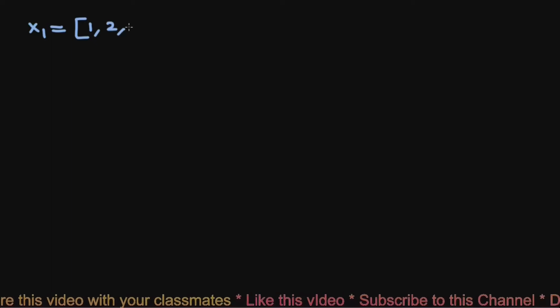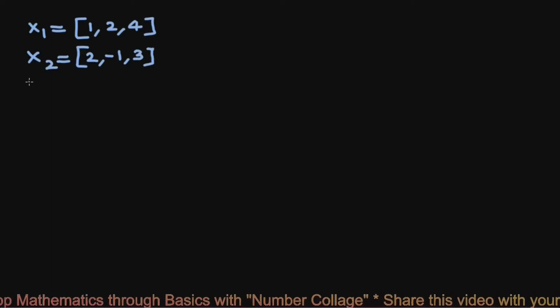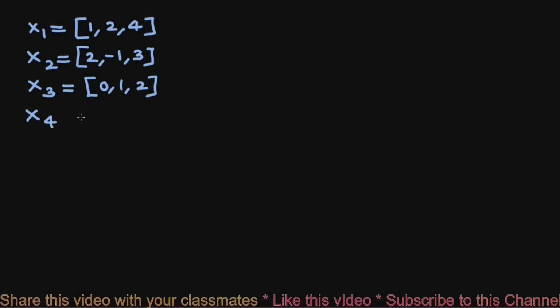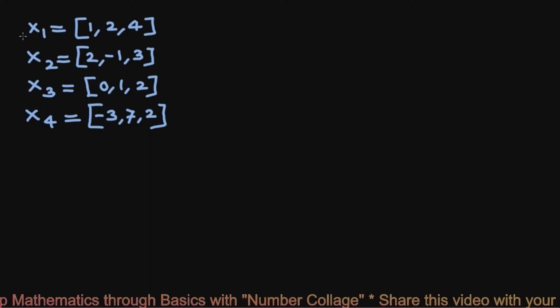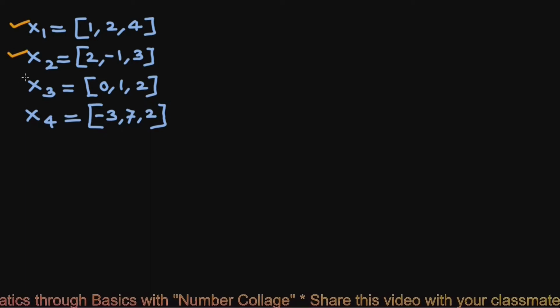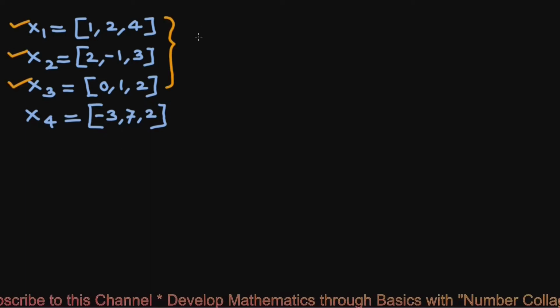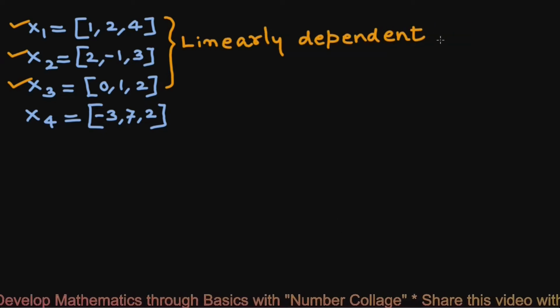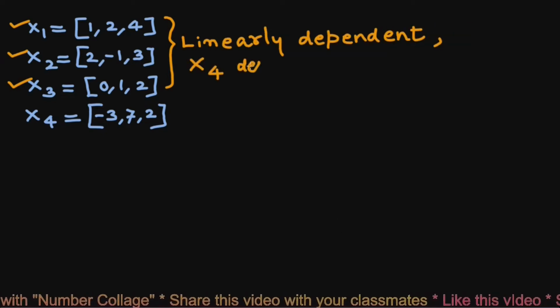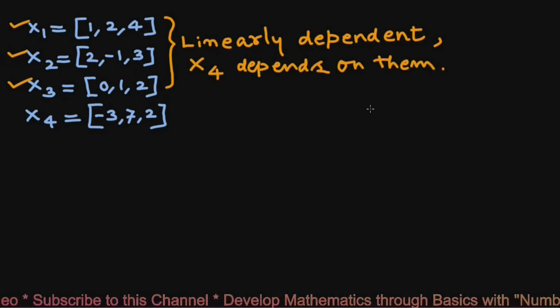In the next example, we are given four vectors: x1 = (1, 2, 4), x2 = (2, -1, 3), x3 = (0, 1, 2), x4 = (-3, 7, 2). We have to show that the three vectors x1, x2 and x3 are linearly independent, and hence we have to show that x4 depends on them. Here the procedure will be same.